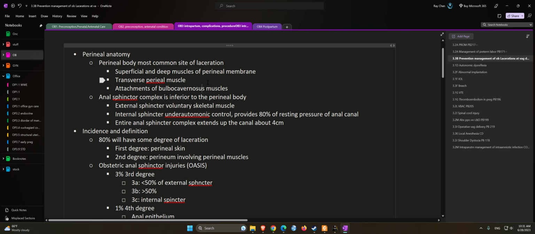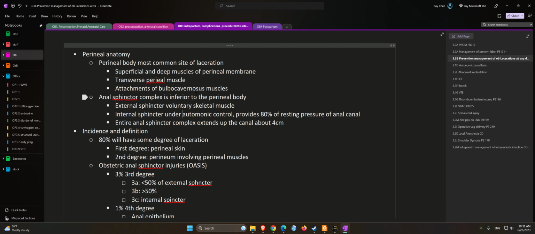It contains the external sphincter, which consists of voluntary skeletal muscles, and the internal sphincter, which is under autonomic control and provides 80% of the resting pressure of the anal canal. The entire anal sphincter complex extends up the canal about 4 centimeters.